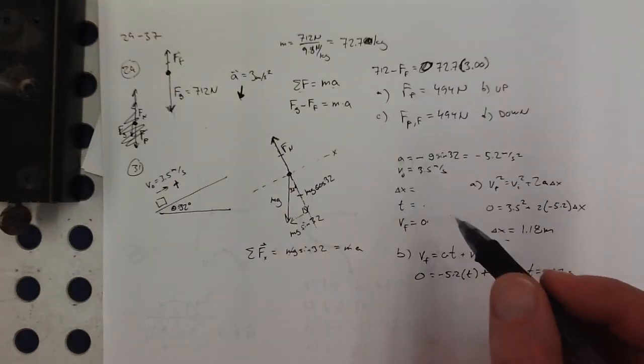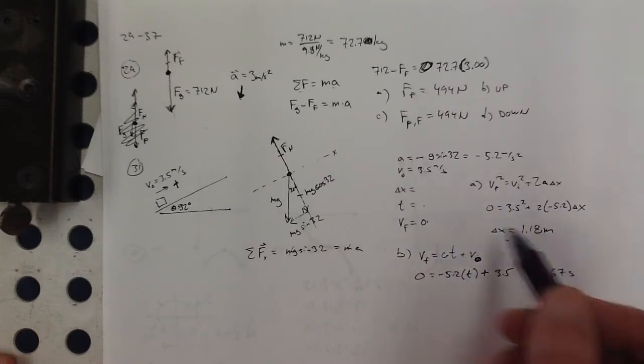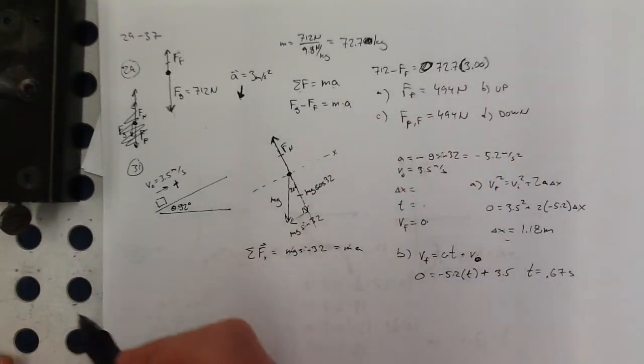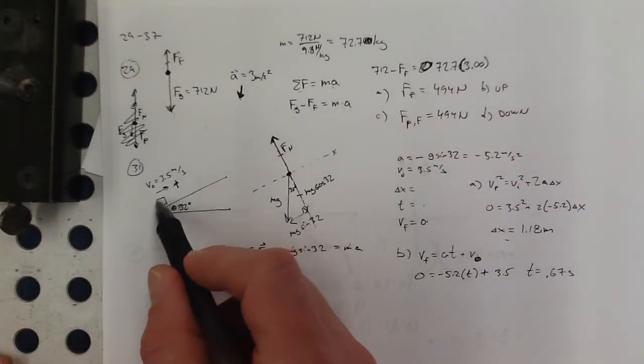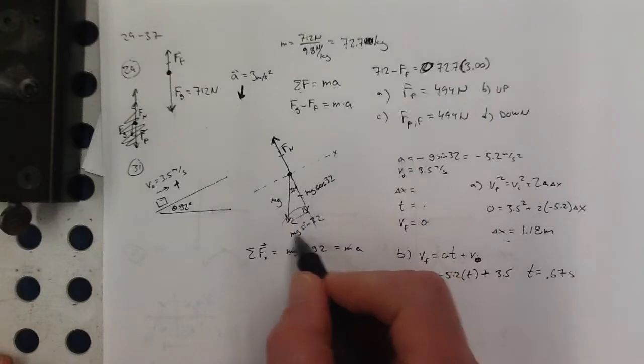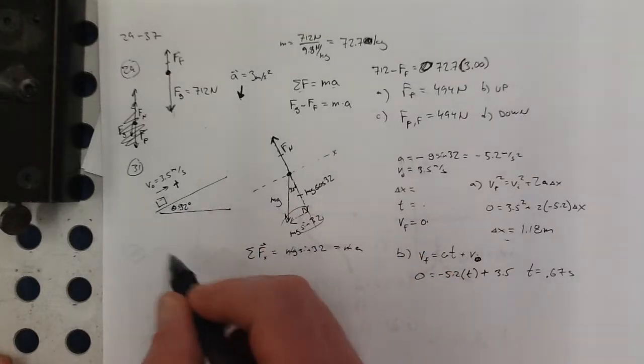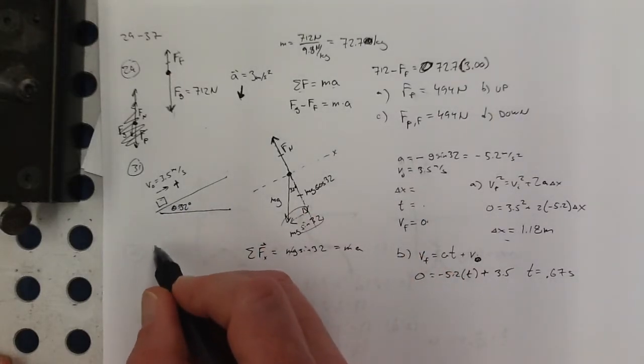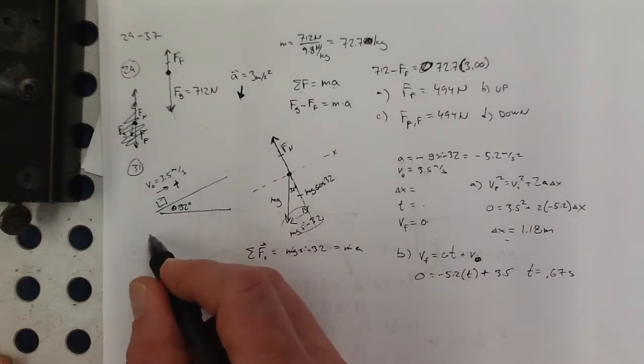And then part C, what's its speed when it gets back to the bottom? Well, you could do a final velocity thing and double this time. There's different ways to do that, I guess. But it's just like a free fall problem. It's going to go up the ramp and down the ramp, and there's only this force acting on it. So it will have a nice symmetric shape.